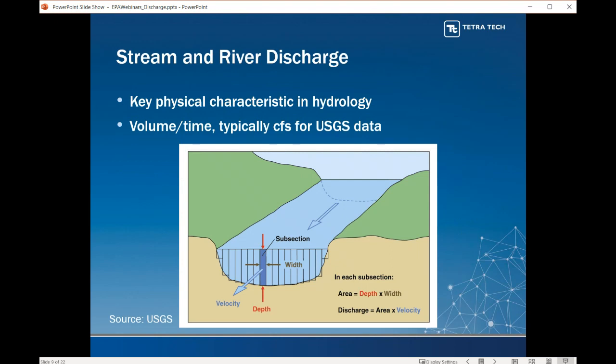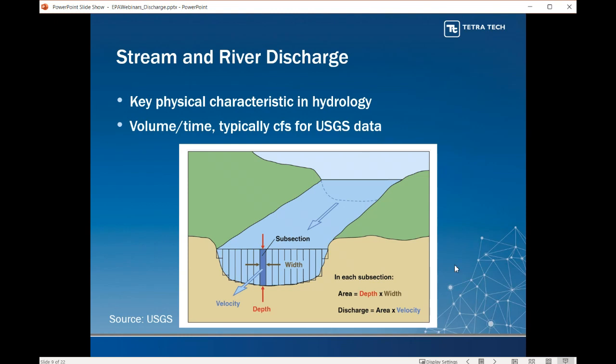So today we'll be focusing on stream and river discharge, also called streamflow in many circumstances. This is really our base key physical characteristic in hydrology. Just to take us back to basics for a minute, discharge is a measure of volume over time. Typically for USGS data, we're using cubic feet per second. So what is our volume over what order of time? You can also use meters cubed per second or liters per second. Those are also some common measures.